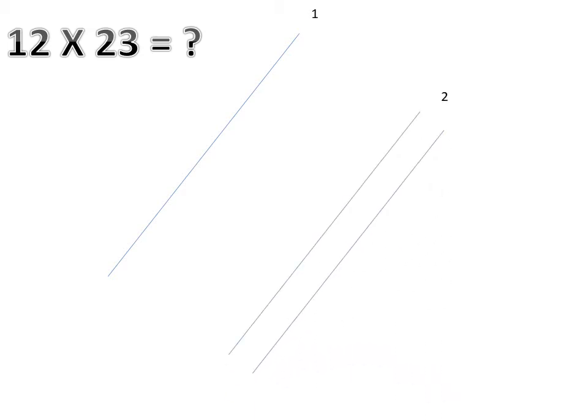Let us now proceed to our second factor, which is the number 23. We will start with the first digit of the number 23, which is 2, so allow me to draw two lines for the number 2. The second digit of the number 23 is 3, so again, allow me to draw three lines for the number 3.